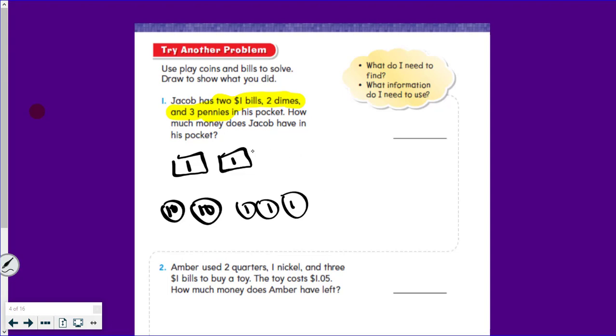And so now we're going to add it up to see how much change he has in his pocket. So if you have the same thing as me, pause your video again, add it up, and write your total over here. Let's see if our totals match. All right, so he has $2. Right? So we'll go ahead and write our 2 and our dollar sign, and then our decimal. And then he has 10, 20, 21, 22, 23 cents. So he has $2.23 in his pocket.